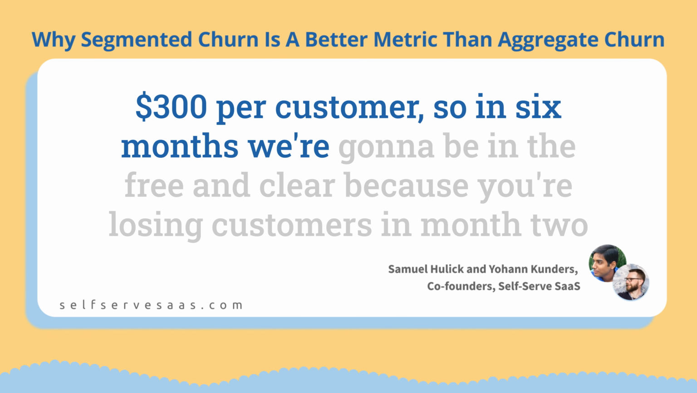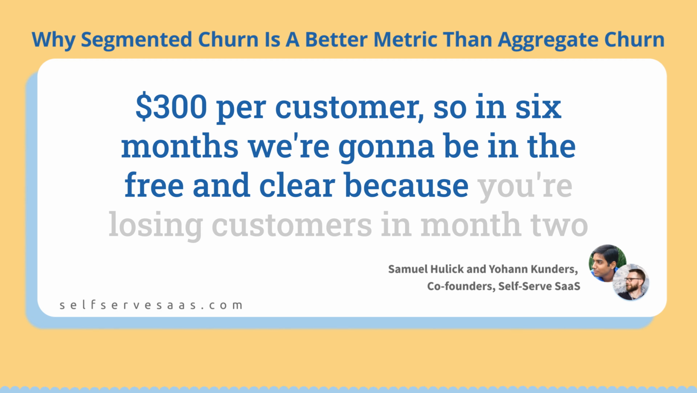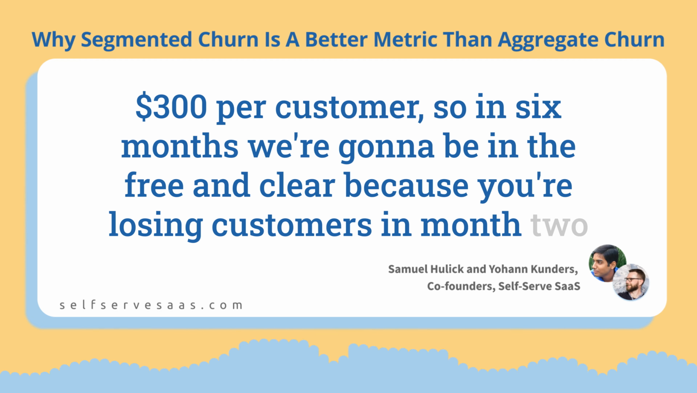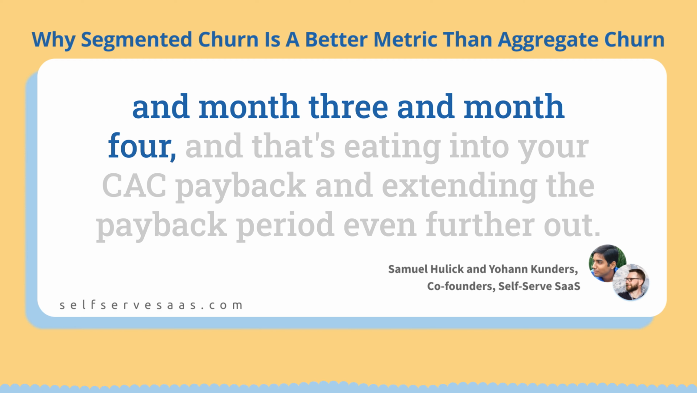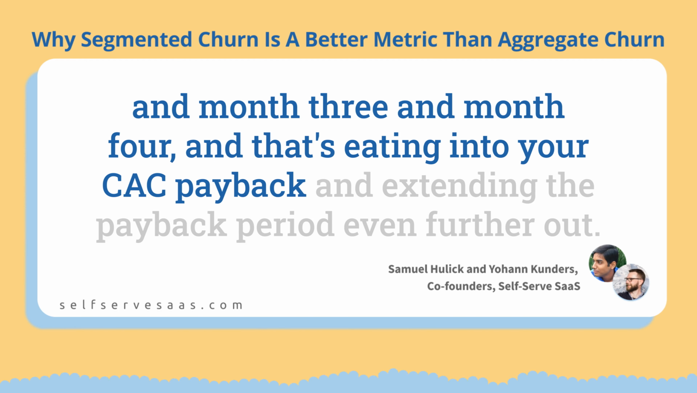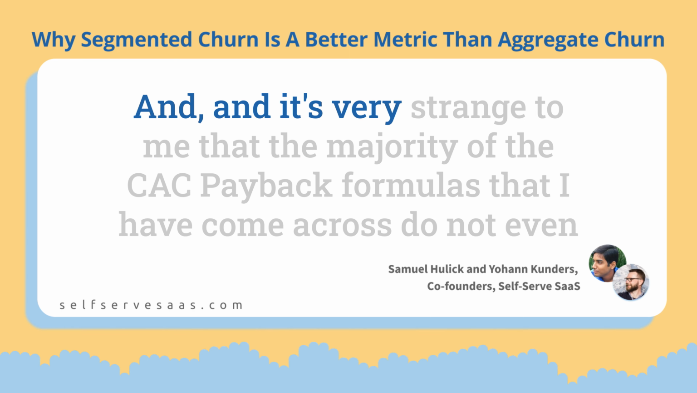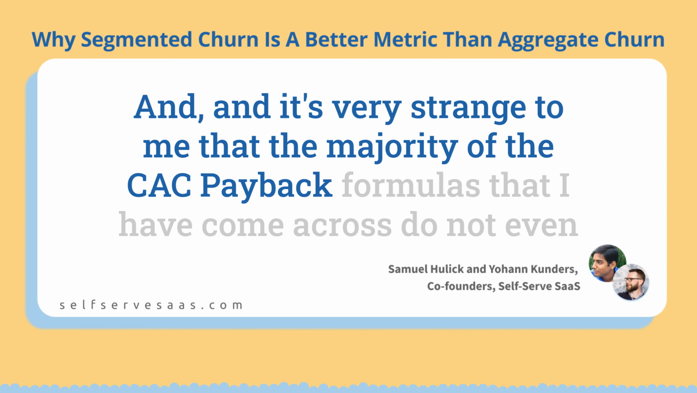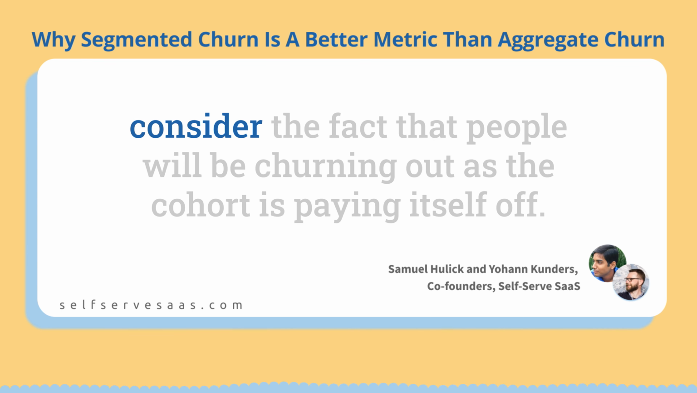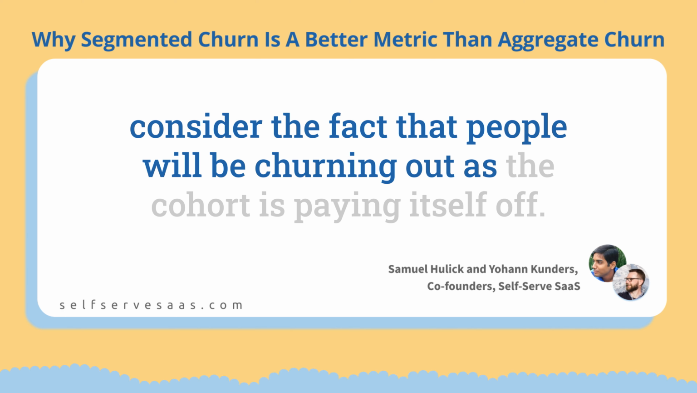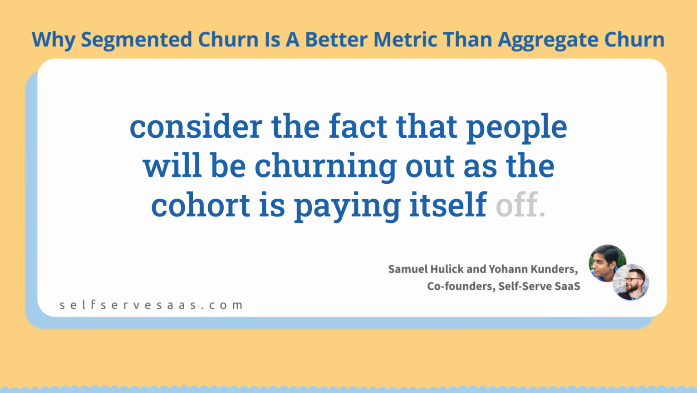So in 6 months, we're going to be in the free and clear, because you're losing customers in month 2 and month 3 and month 4. And that's eating into your CAC payback and extending the payback period even further out. And it's very strange to me that the majority of the CAC payback formulas that I have come across do not even consider the fact that people will be churning out as the cohort is paying itself off.